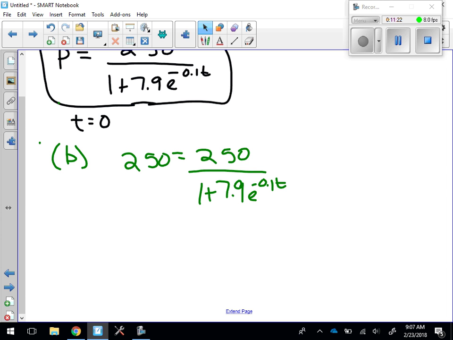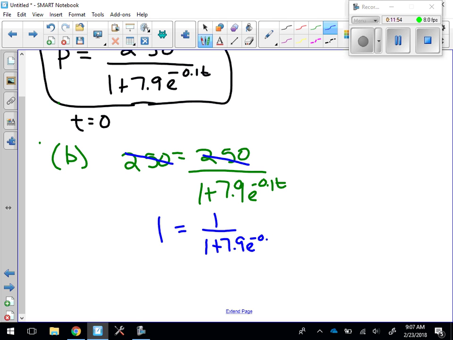What's the problem here? When in doubt, what do I do? I do some algebra. What kind of algebra can I do here? Well, I've got 250, so that becomes a 1, and I have 1 over 1 plus 7.9 times e to the 0.1 t.